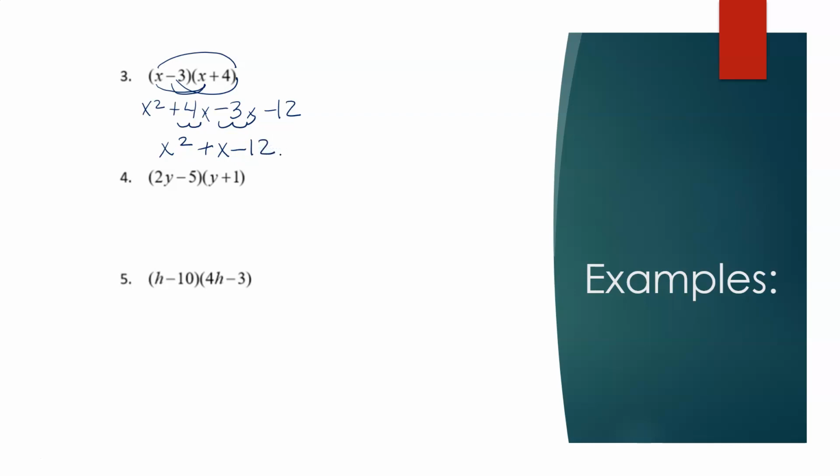So how about we distribute for the next one? So 2y times y is 2y squared. 2y times 1 is 2y. Now I'm going to do the negative 5 times y. Negative 5y. Negative 5 times 1 is negative 5. I'm going to combine those inside terms. So I get 2y squared minus 3y minus 5.